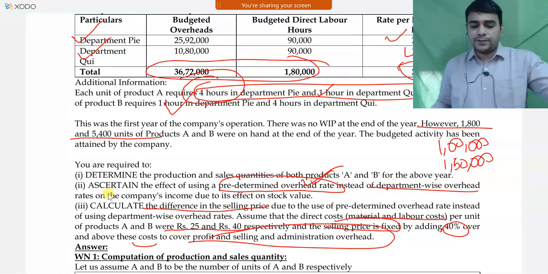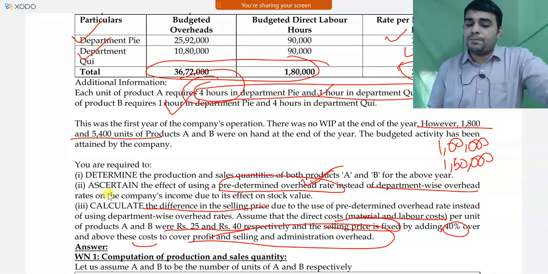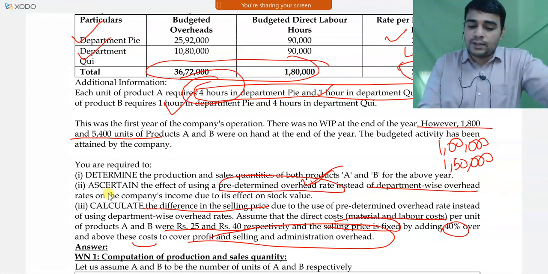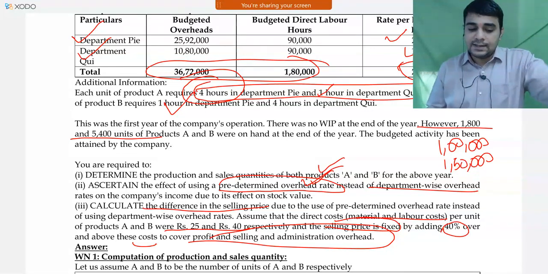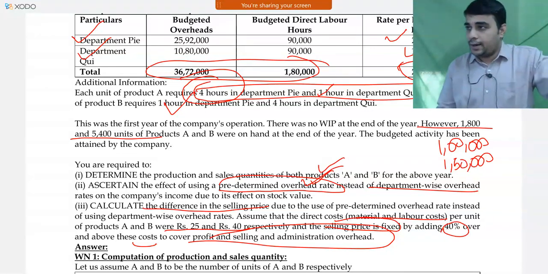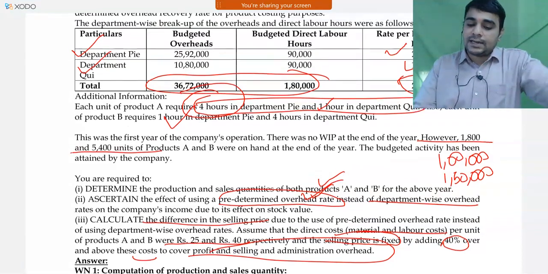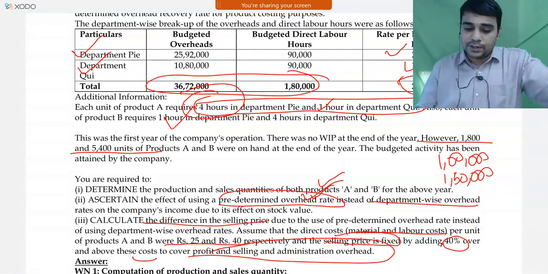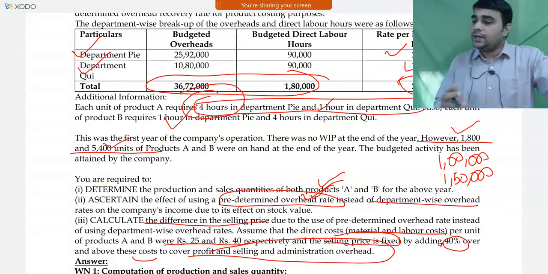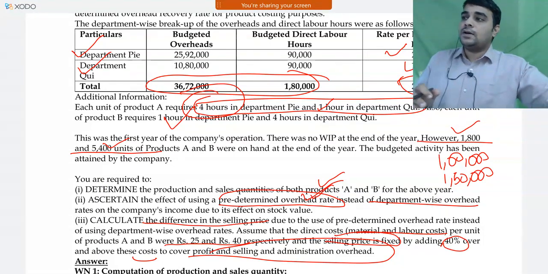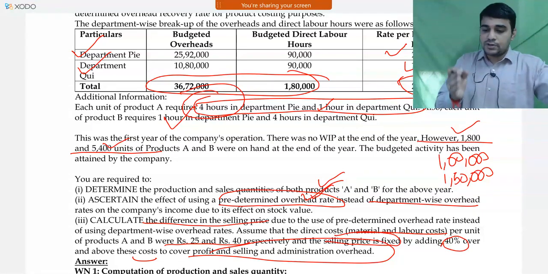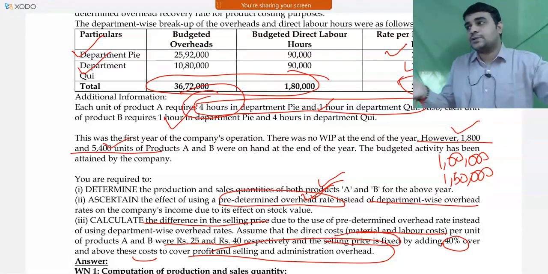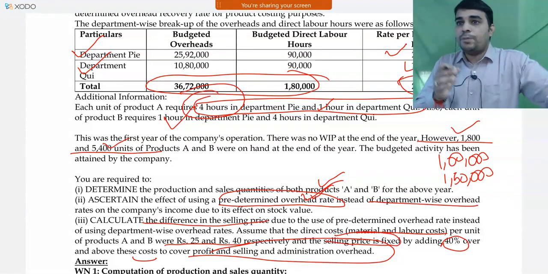I'll come to part one of the question. Part one says, what is the production and sales quantity of product A and B for the year? Production and sales. First, I'll calculate production. Based on production, I'll calculate sales. There is some closing stock data given in the question. Opening stock is nil. So, opening stock plus production minus closing stock is sales. Opening stock plus production is on the debit side. Sales plus closing stock is on the credit side. Opening stock is nil.